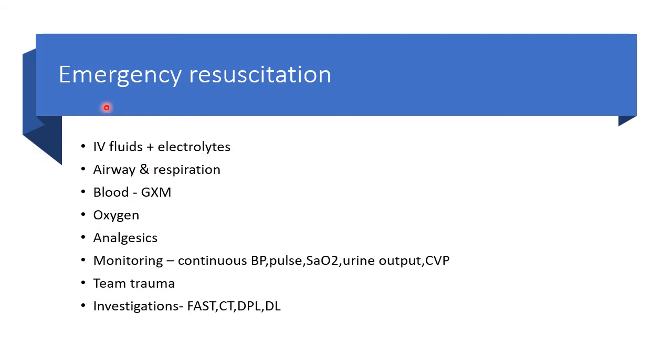The emergency resuscitation involves giving adequate fluids and electrolytes, securing airway and respiration, grouping and cross-matching blood and transfusing if necessary, giving the patient oxygen, and giving adequate analgesia to control the pain, especially for chest injuries where you want the patient to breathe comfortably with analgesia. Monitoring continues: BP, pulse, oxygen saturation, urine output, and in some cases you may want a central venous line.